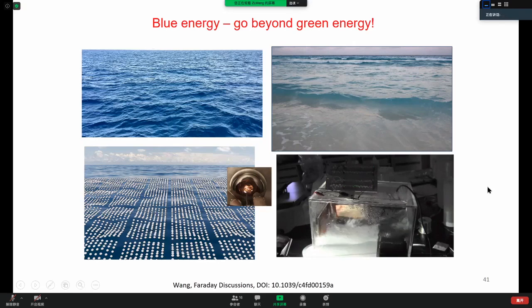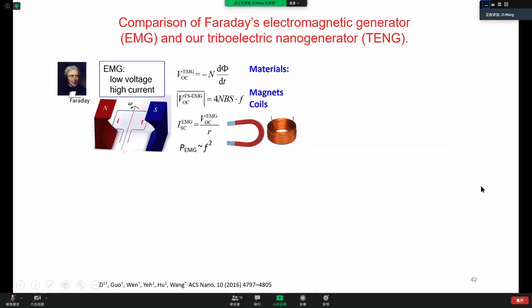So this one can be integrated. So this is called blue energy. So fundamentally, what's the difference? I always emphasize fundamental things. You have to be physically different.